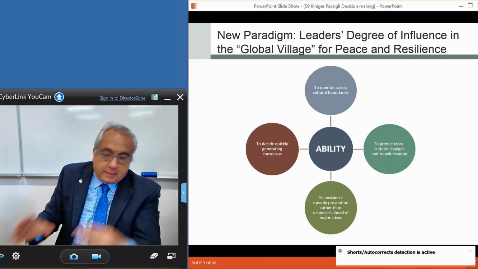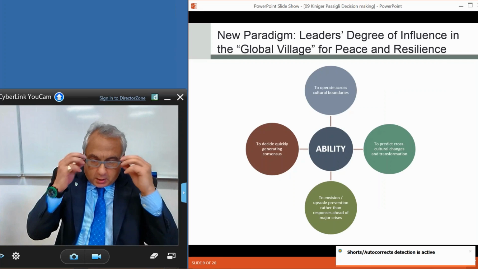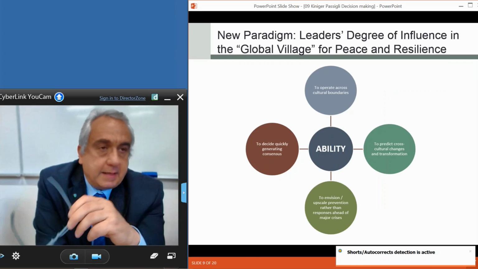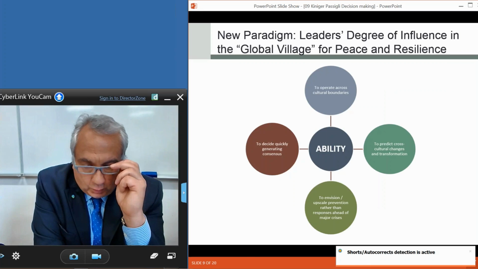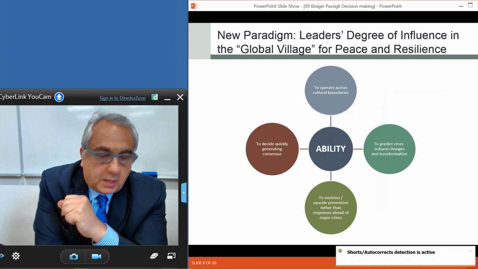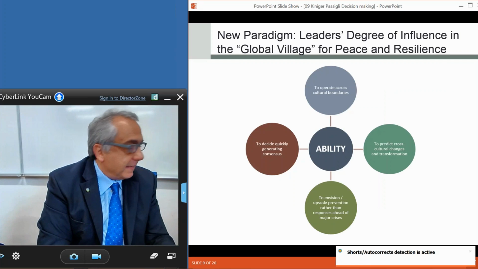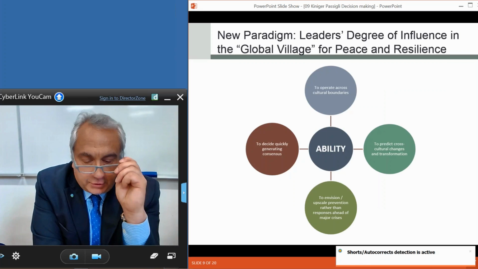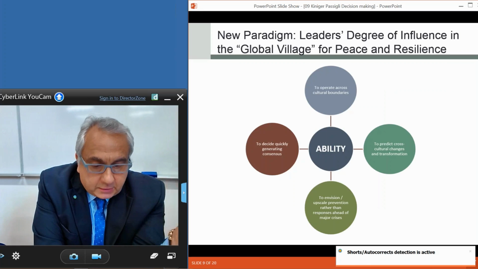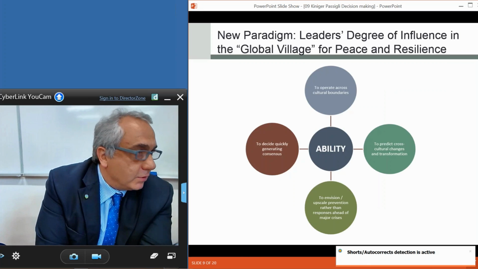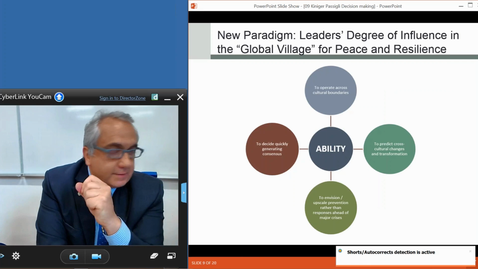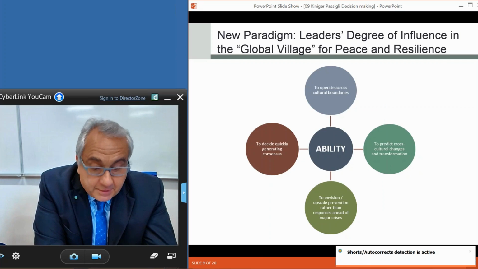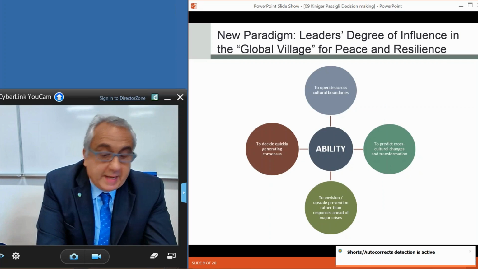Final word on the new paradigm, because I think it's important to think about what elements should strengthen in future the ability of a leader to deal with complex situations, to operate across cultural boundaries. I think we have discussed that. This will become an essential element of effective leadership. To predict cross-cultural changes and transformation, again, is anticipation of situations. To envision upscale prevention rather than responses ahead of major crises.